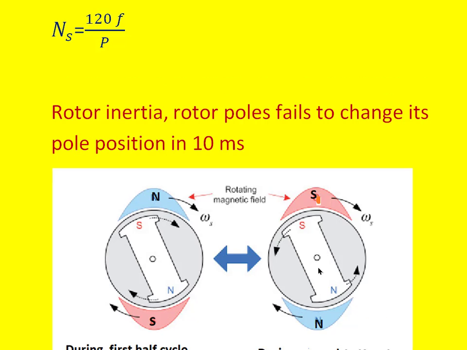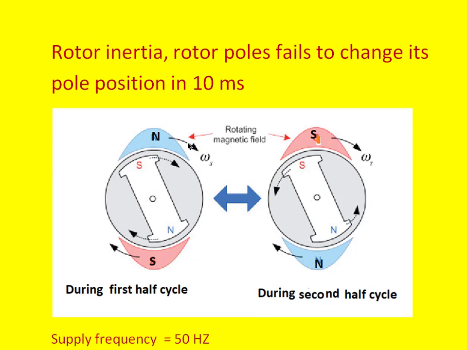Now let us see its operation or principle. For a simplified explanation, I took a stator with two poles and a rotor also with two poles like this. It is assumed that the rotor windings are connected to a DC supply, so that the rotor forms two poles, here a south pole and here a north pole. Similarly, the stator winding is connected to the three-phase supply, so that a resultant magnetic field is produced, which is rotating at synchronous speed, or angular velocity omega s.